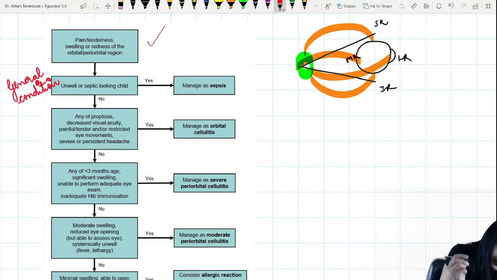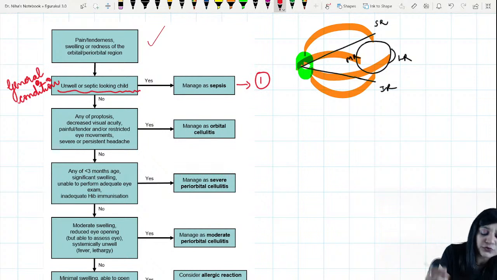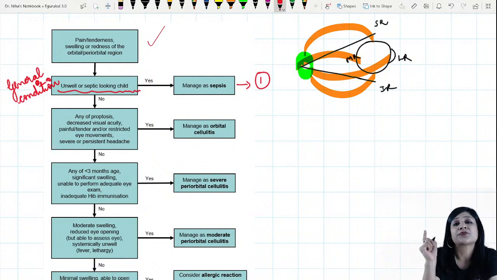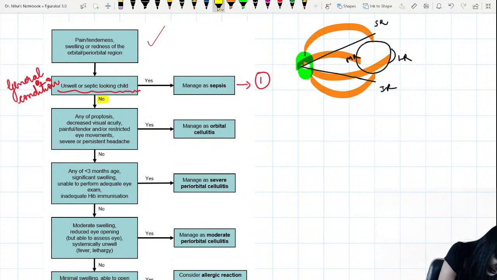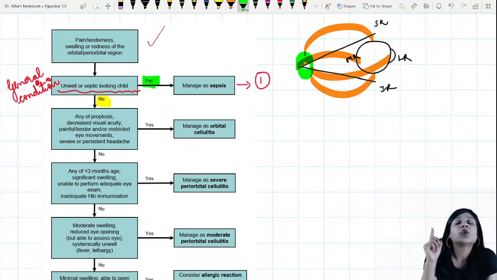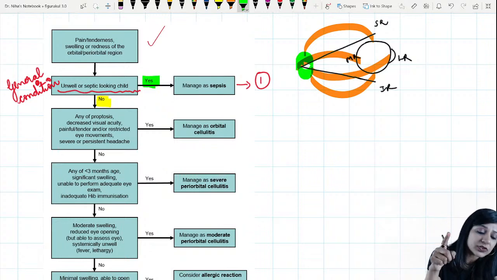If the general condition is good, then it's okay. If the child is unwell, very sick, then the first thing is you have to treat this patient as a case of sepsis. And sepsis is an entirely different thing. Okay? Now number 2, I am highlighting the no here and the yes with green color. If it is no, then what are the other things you have to look for?